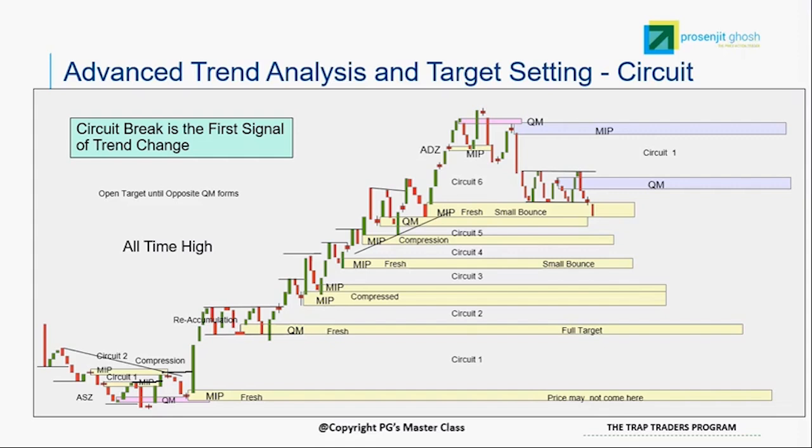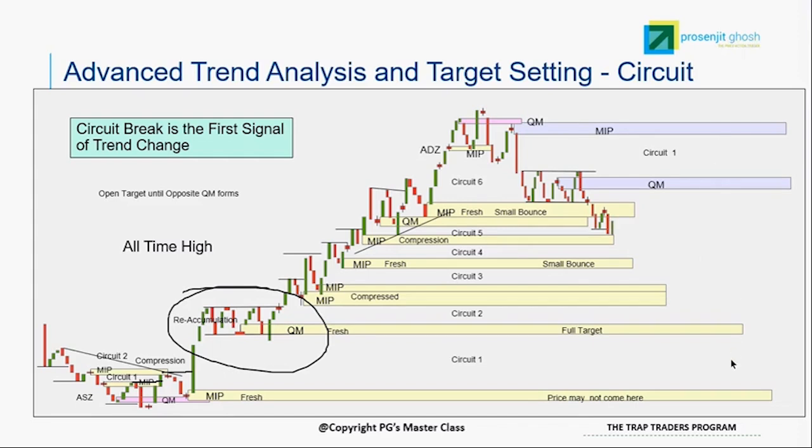And also the gap between the supply MIP and the supply QM is also known as a circuit. Now this is a supply circuit. Why are we drawing this circuit? Because we want to know what could be the target for a long trade once price reaches the demand QM. I mean this area. Once price reaches this area, we will come to know what our possible target could be.